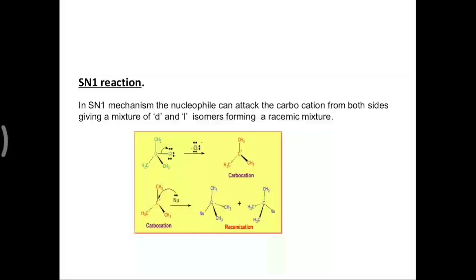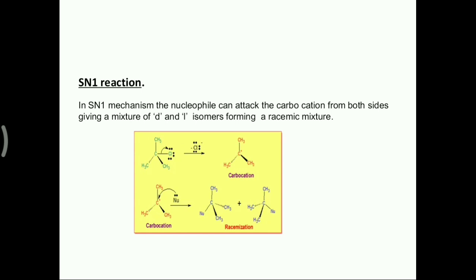SN1 reaction. As you all know, in the SN1 reaction there are two steps. In the first step, a carbocation will form, and in the second step, the carbocation will change into product. The carbon atom in the carbocation is sp2 hybridized. That means it has a planar structure.